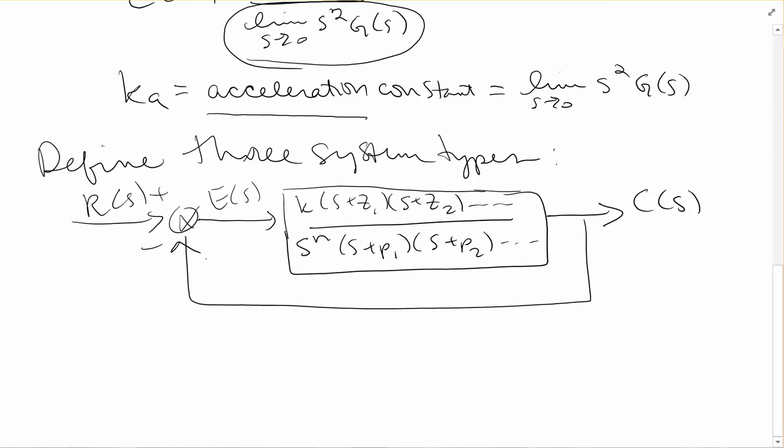So what we're going to do, we're going to focus on this N right here. Okay. So the system type basically equals the value of N in the denominator.